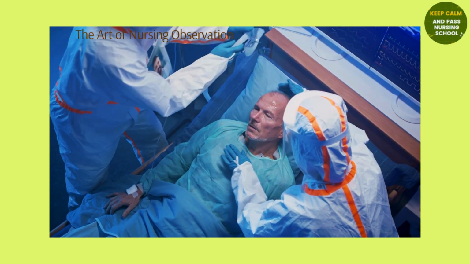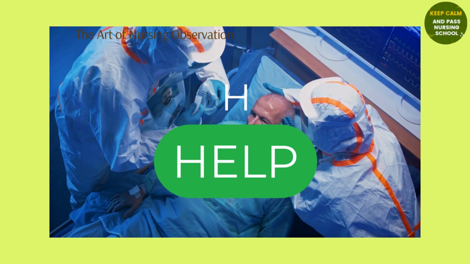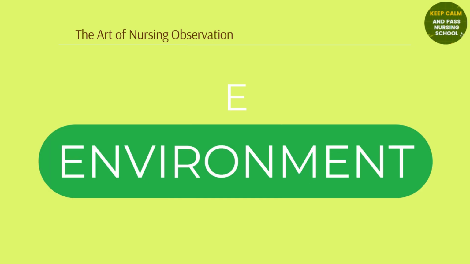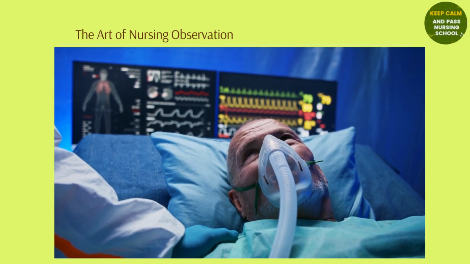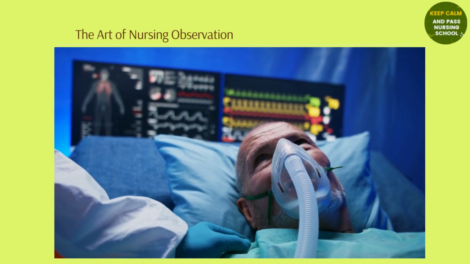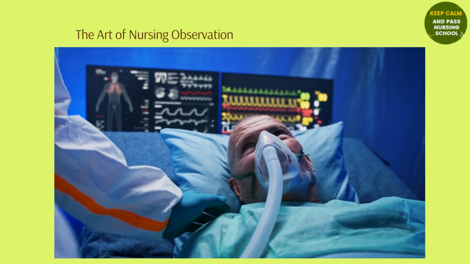So the H in HELP, you basically want to look out for helping the patient, looking out for early signs. The E in HELP is environmental equipment, okay? You want to check for safety risks and make sure that the equipment is working, for example, the IV monitor, the oxygen, or a catheter.